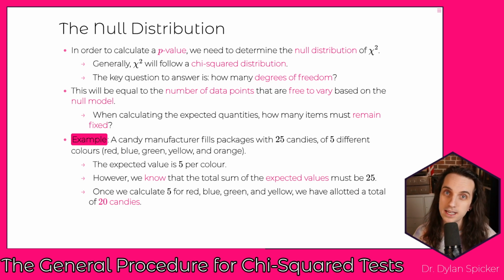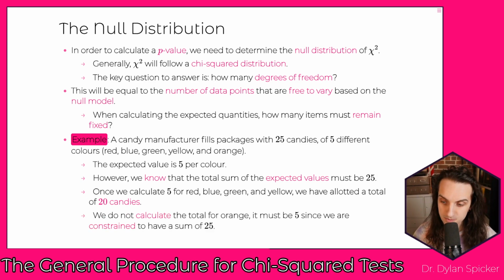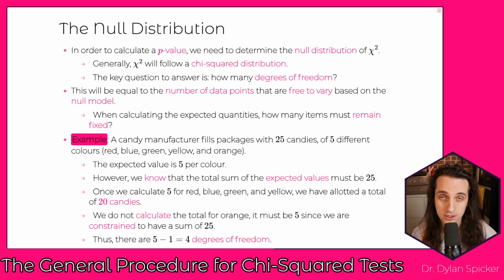But as soon as you've picked the first 4, that fifth number is determined because the sum has to be 25. And so in this case, there's not going to be 5 numbers that we're calculating. We're really only calculating 4, and the fifth one is going to be implied on the basis of the constraints that we have. So we don't calculate the total for orange. It must be 5 since we're constrained to have a sum of 25, and therefore we have four degrees of freedom. There are actually 4 things that are free to vary. We're actually calculating 4 different quantities here.